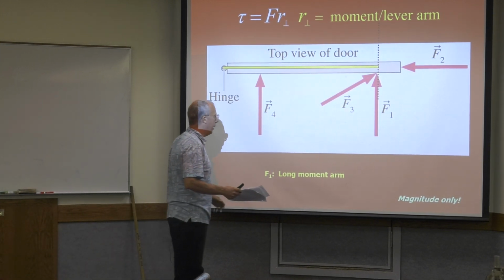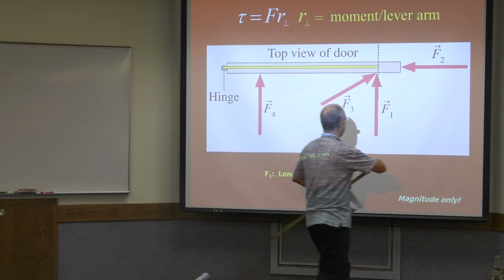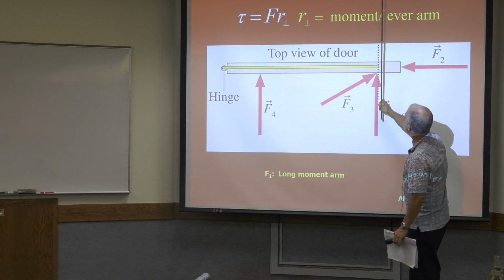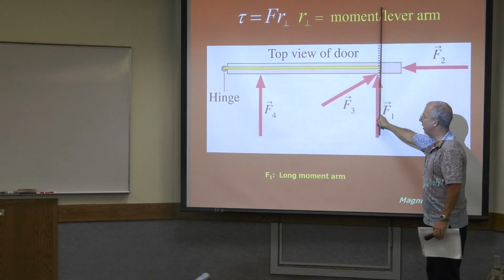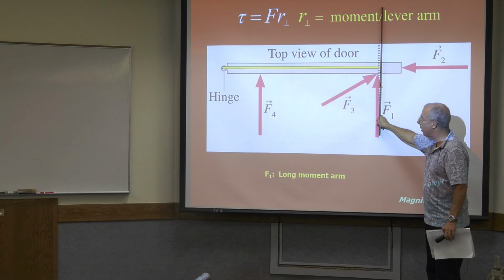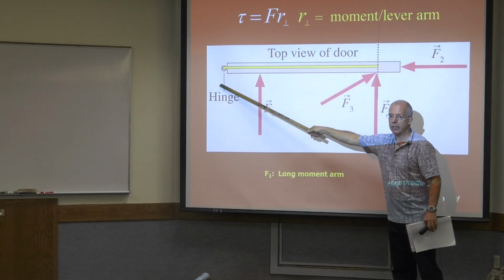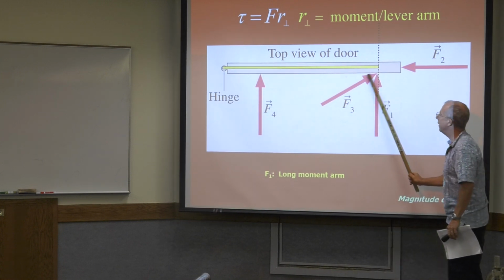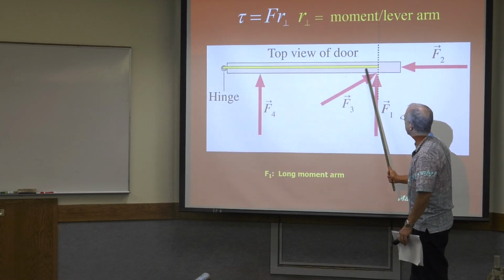Okay, let's look at F1. So this is the force, right? So we just extend it, and I call that the force line. So this line here is just an extension of F1. It's the force line. So r perp is the perpendicular distance from this line to the axis of rotation. And it's obviously this, the yellow thing. Agree? Here's the force line. Here's the axis. This is perpendicular right here.